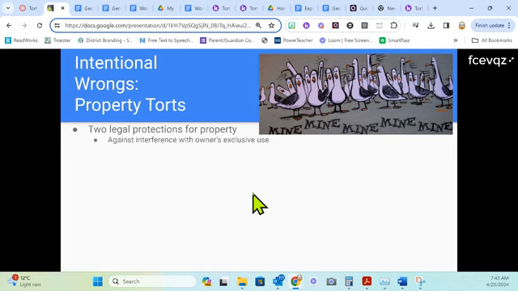In terms of property, we're going to talk about some different varieties of property, but in general, 2 legal protections. One is against people interfering with your exclusive use. And exclusive use just means if something belongs to you, you get to decide who can use it. It's totally up to you. You can let somebody else use your property. But if you do not, then that property is yours and only yours to use. And anybody who interferes with that use is violating your property rights.